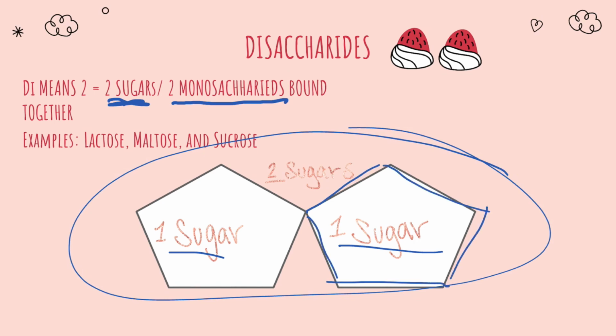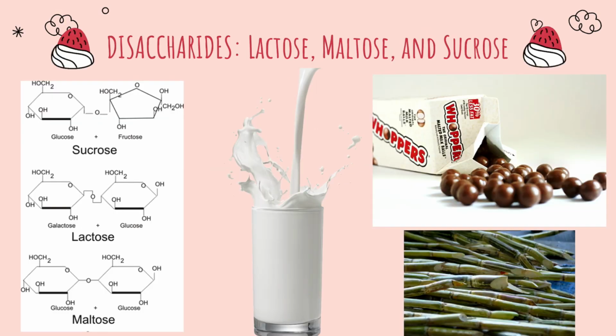So examples of disaccharides include lactose, maltose, and sucrose, as shown on this slide. So if we look at this, we have glucose and fructose that makes sucrose, which is basically just our pure sugar, sugar cane, and we have galactose and glucose that make lactose, which is found in milk, and we have glucose and glucose, which is found in maltose, which is also found in malt shakes or these little Whopper candy things.